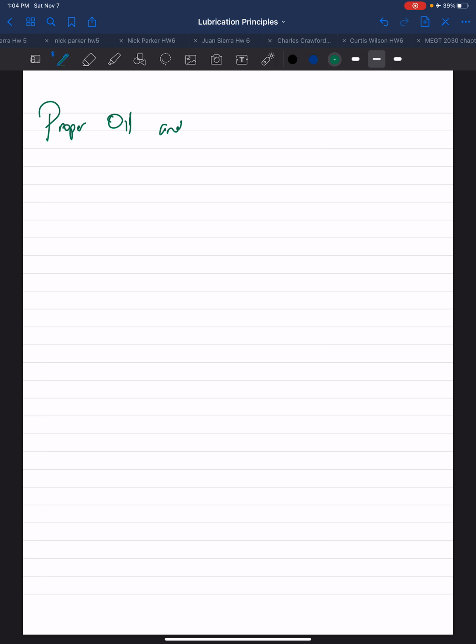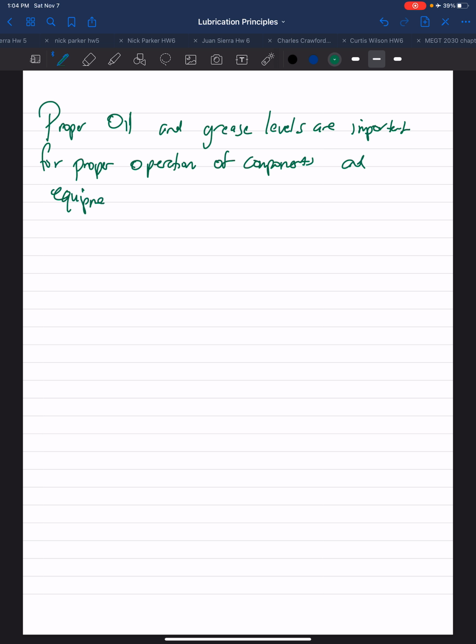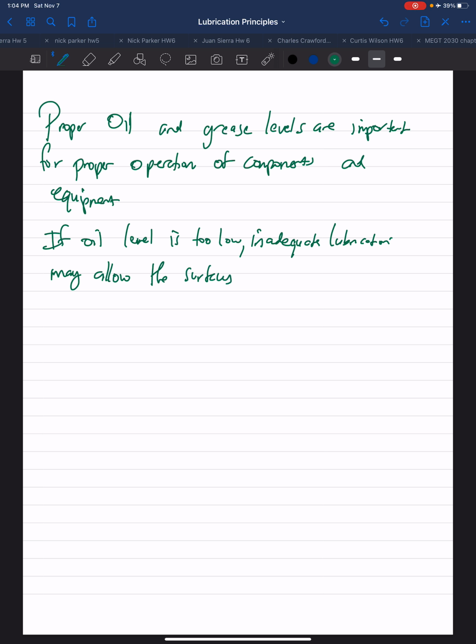Proper oil and grease levels are important for proper operation of components and equipment. If oil level is too low, then inadequate lubrication may allow the surfaces to come in contact with each other.